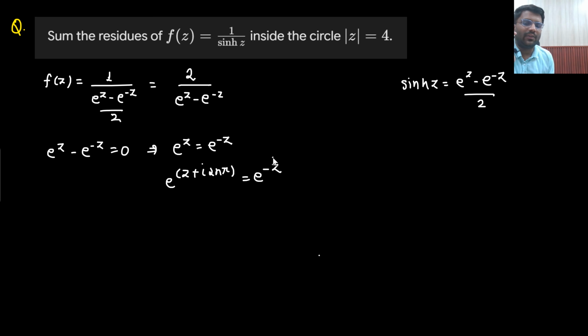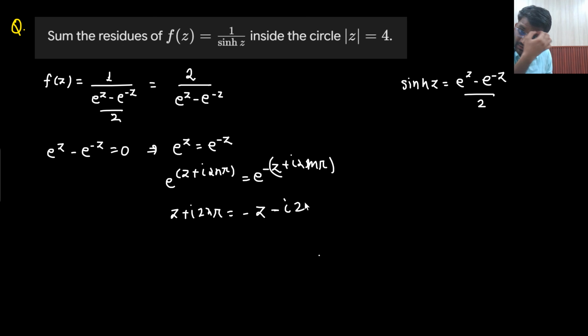Now, someone would say, sir, why are you not putting iota 2n pi here as well? You should put iota 2n pi here too. If I have put n here, then here I will have to use another variable m. So eventually, what answer will you get? z plus iota 2n pi would be equal to minus z minus iota 2m pi.